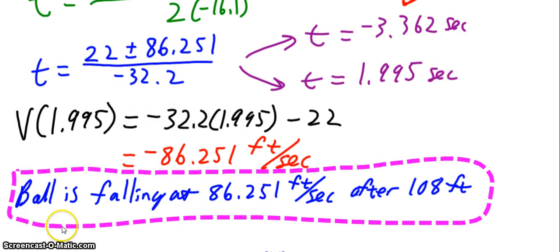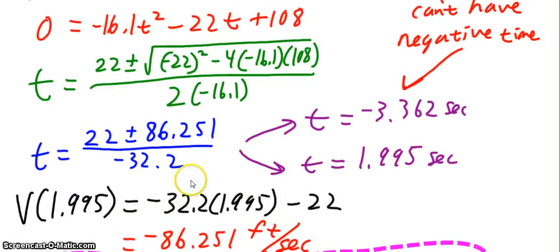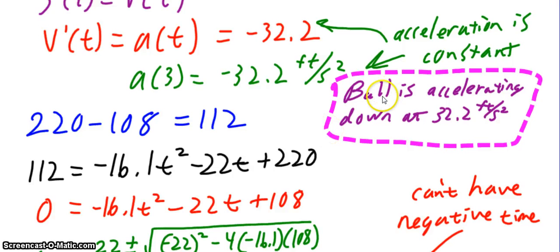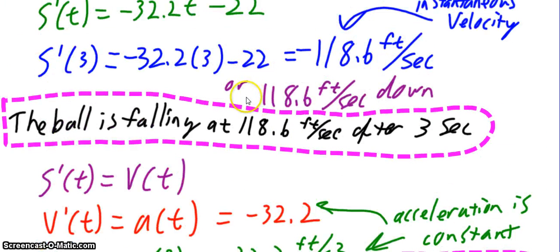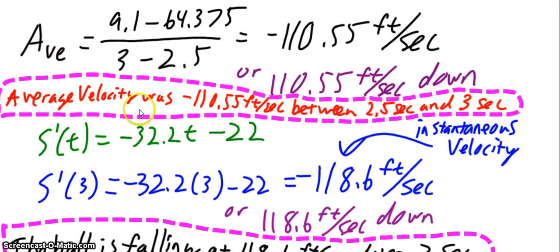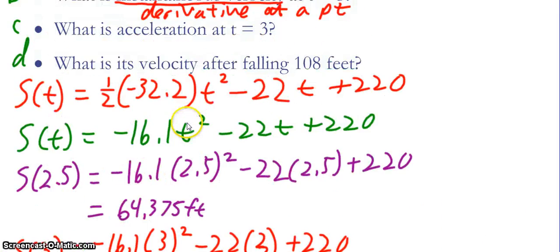Okay, so part D, the ball is falling at 86.251 feet per second after 108 feet. Part C, the ball is accelerating down at 32.2 feet per second squared. Part B, the ball is falling at 118.6 feet per second after 3 seconds. And part A, the average velocity was negative 110.55 feet per second between 2.5 seconds and 3 seconds. How do we come up with that?